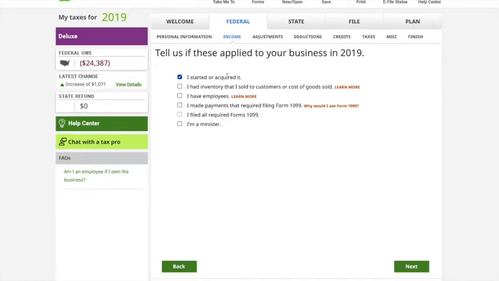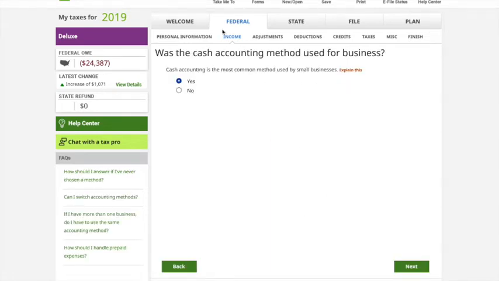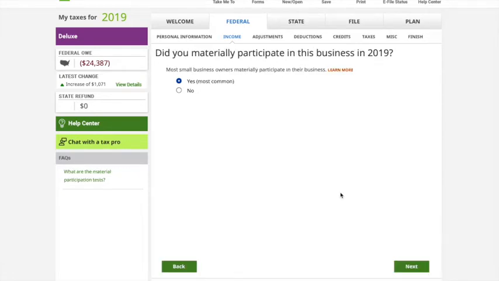Now, these are some other checkboxes here. We're not going to consider all of these cases. You may want to check this if this is relevant here: you started or acquired it in this year. Cash accounting, that's the simplest method used. Given that we're not really running a business per se, we're just running rental activity, you would say yes to this. That's the most relevant one.